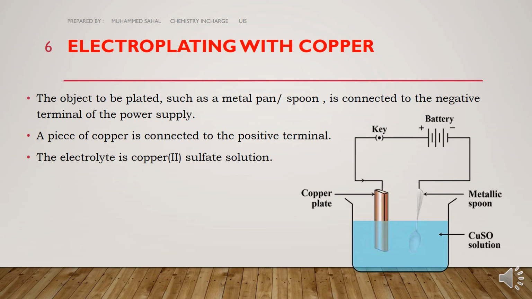Another example, electroplating with copper. Here you are going to coat copper on a metallic spoon. Here you are using a copper plate and a metallic spoon. Copper sulfate solution is used. Here copper is connected to the external circuit. The electrolyte is copper sulfate solution. Then copper is separated from the copper plate and deposited on the metallic spoon.